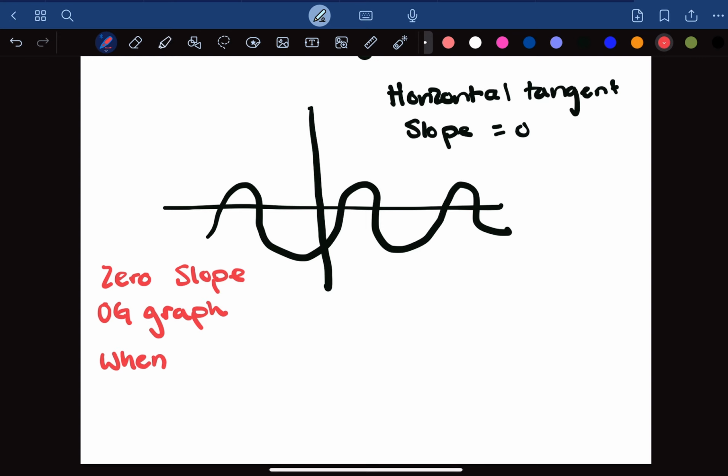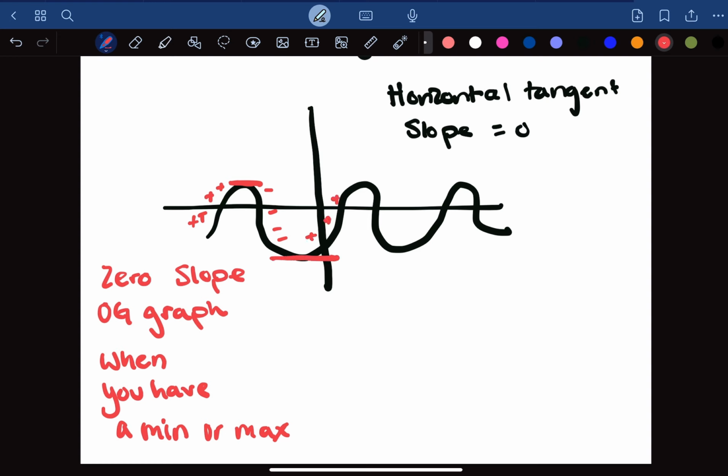When you have a minimum value or a max, because what's happening is that there is a point in time when you go from positive, positive, positive, positive to negative, negative, negative, negative, you are having a change. And so during this change, your slope becomes 0. Same thing with having a minimum value because you're going from negative, negative, negative to positive, positive, positive.